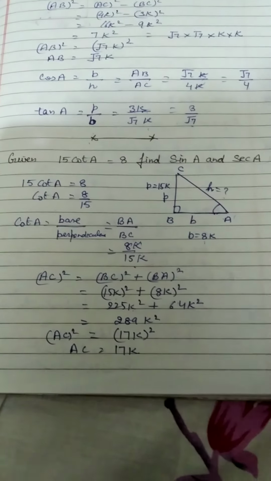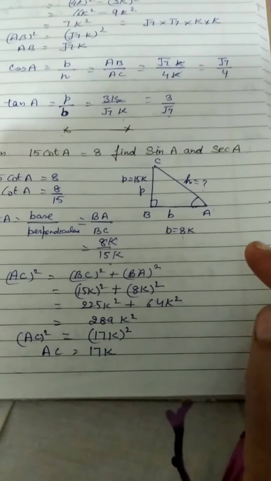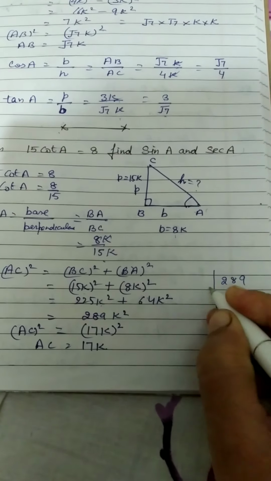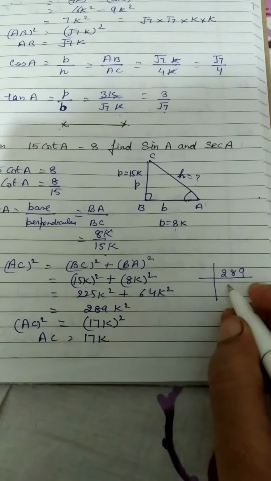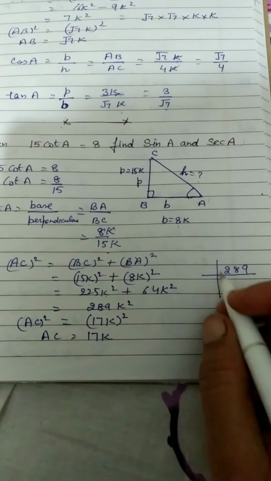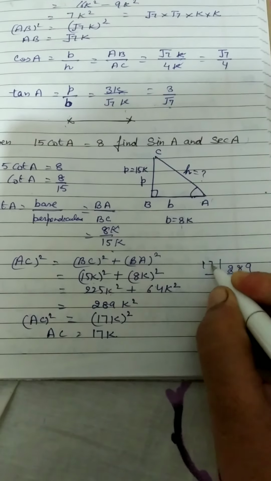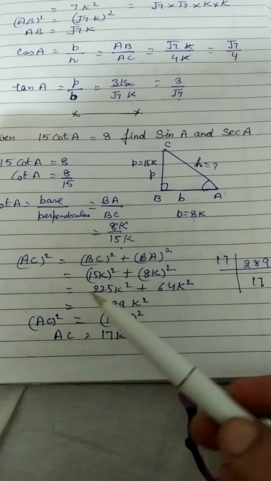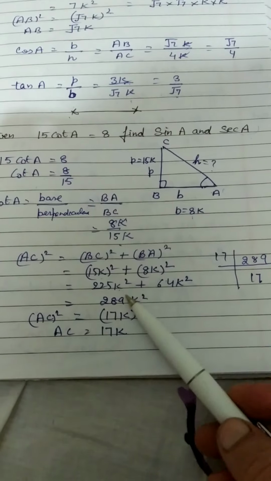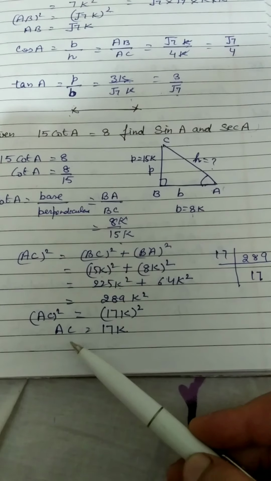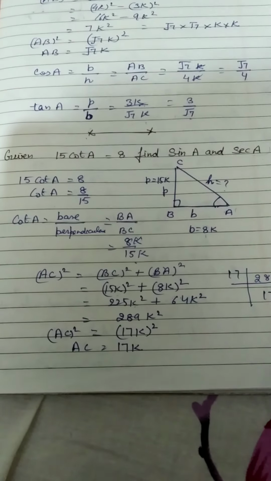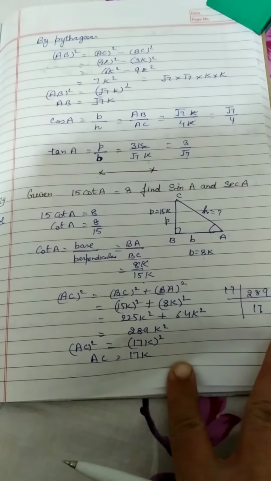How can you find the square root of 289? You will write 289 here, then find the LCM of it, and from here we will get 17. AC square is equal to 17k whole square. Then AC is equal to 17k.